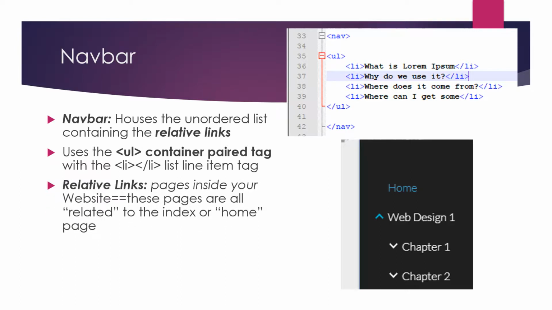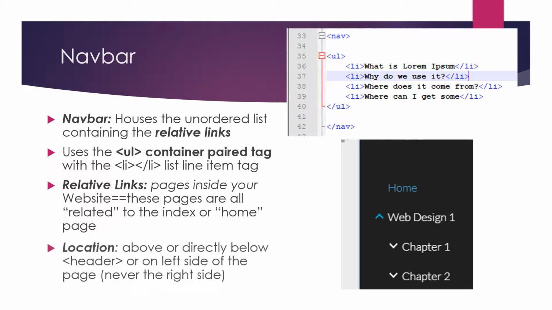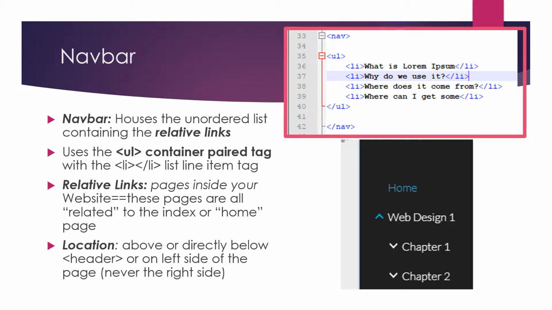Again, relative links are pages inside your website and they all relate to your home page. Where do you put these? Your nav bar should be put either above or below the header or on the left hand side of the page. Since we read left to right, our natural instinct is to look on the left side for a nav bar, not the right. So let's look how we set up our nav bar.